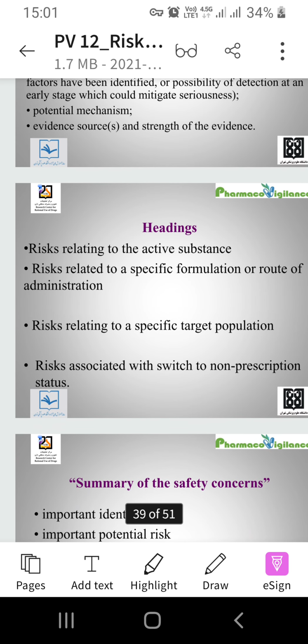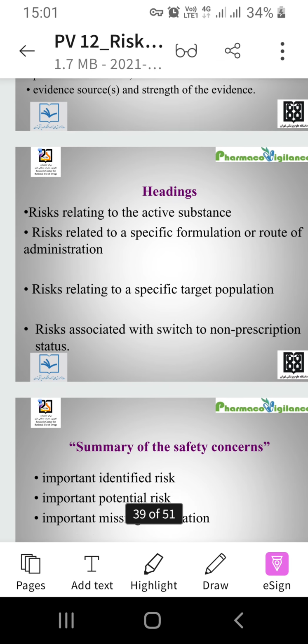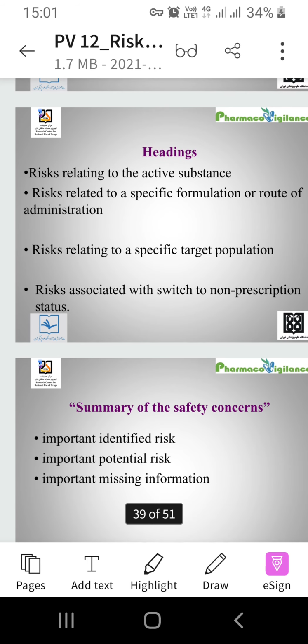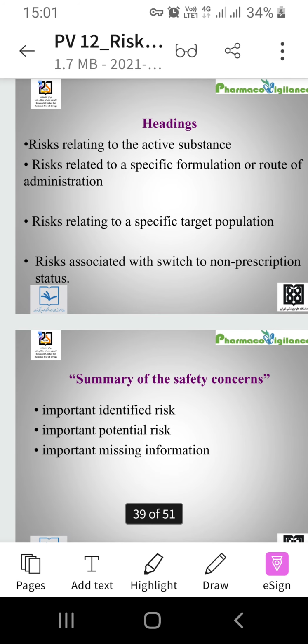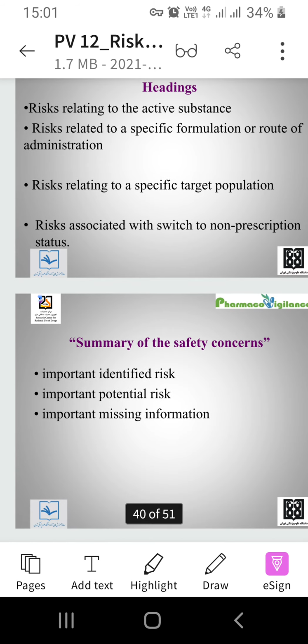potential mechanism, evidence source, and strength of the evidence. Headings: risk relating to the active substance, risk related to a specific formulation or route of administration, risk relating to the specific target population, and risk associated with switch to a non-prescription status.